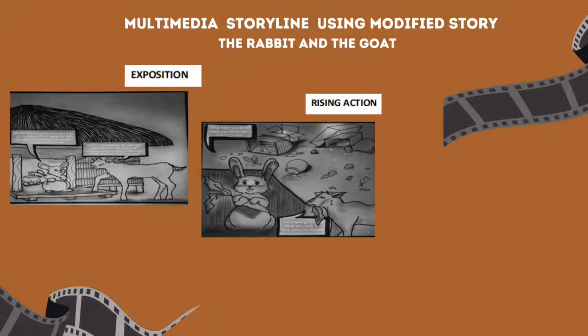The first box should show the exposition or the introduction. The setting and characters are revealed. Do not forget to use a chat box for the conversation. The second box should show the rising action. The problem is revealed in this part. The third box is the climax.